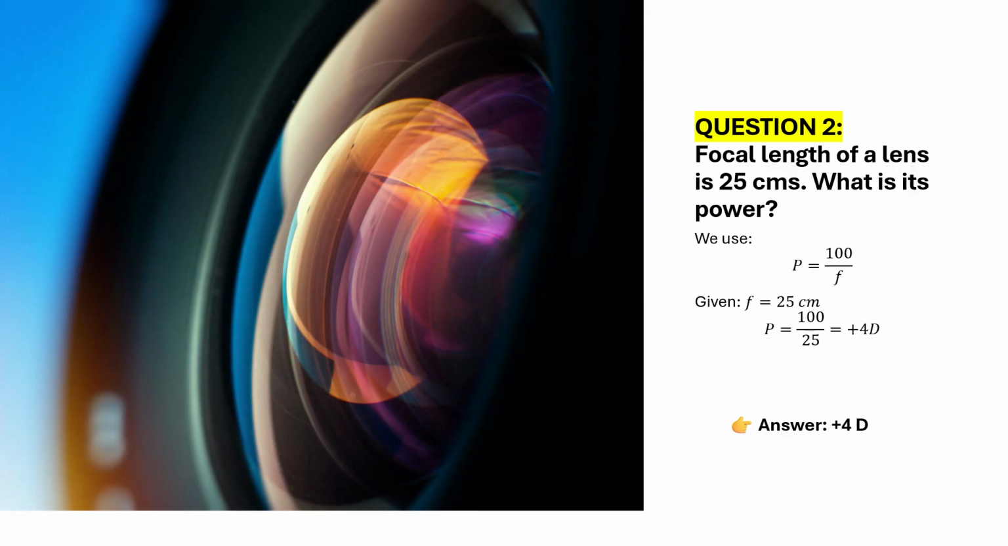Let's take question number 2. The focal length of a lens is 25 centimeters. What is its power? Power will be 100 upon f. Now, the focal length is 25 centimeters. Power will be 100 upon 25, which is plus 4 D, that is diopter.